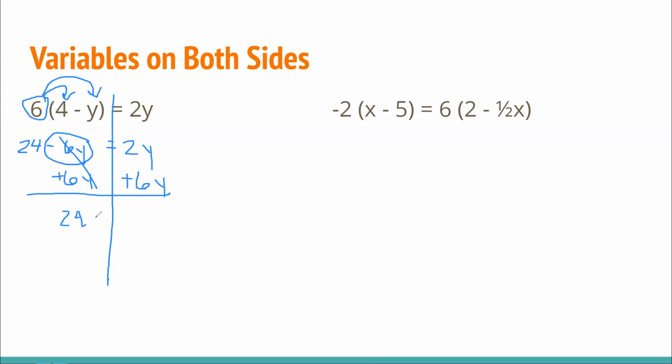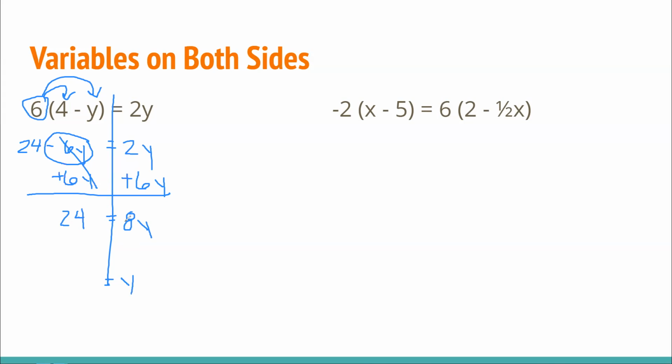And so that's going to leave me with a 24 on the left because I got rid of that minus 6y. And then I've got 2y plus 6y. Well, 2 plus 6 gives me an 8. So at the end, I've got 8y. My goal is to get y by itself. I should have y equals some number.